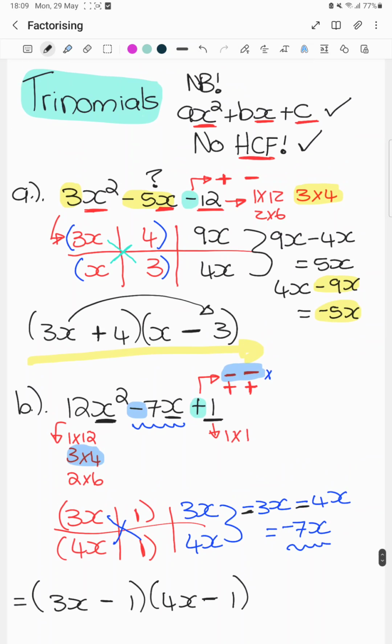Alright, so very important, remember when we are checking for a trinomial, there are 2 conditions that have to be met. The first is that it is in the correct form, so there's an x squared, there's an x, and then there's a constant. And the second thing is to make sure that there's no highest common factor.